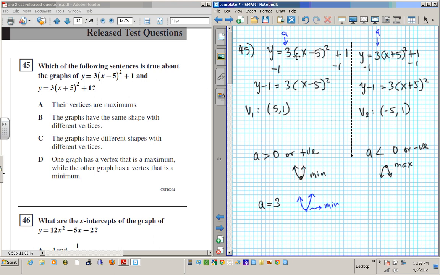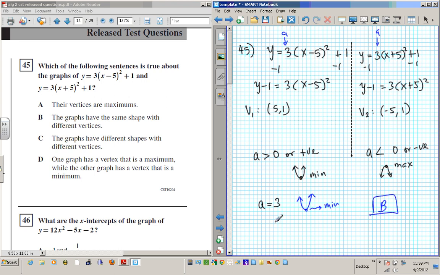So B says the graphs have the same shape with different vertices. That's exactly correct, because everything is the same. The only thing that's different is just the signs, the sign for the coordinates of x and y for the vertex. So everything else is the same, like the intercepts and all that other cool stuff. Okay? So the answer to this one is basically B.